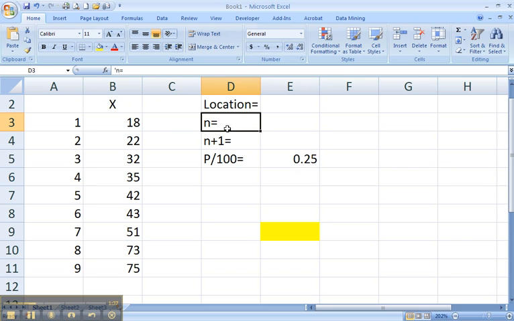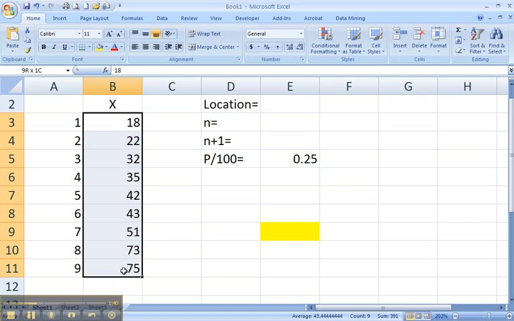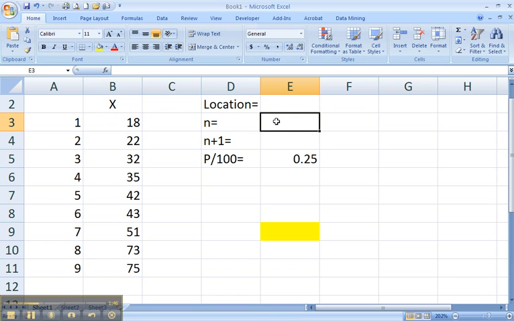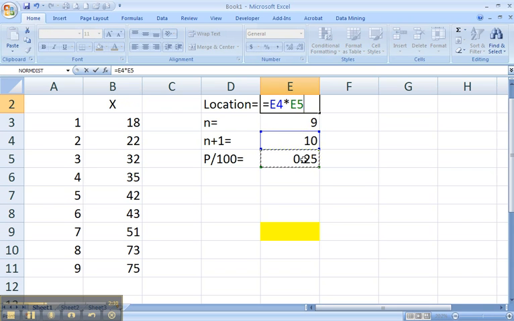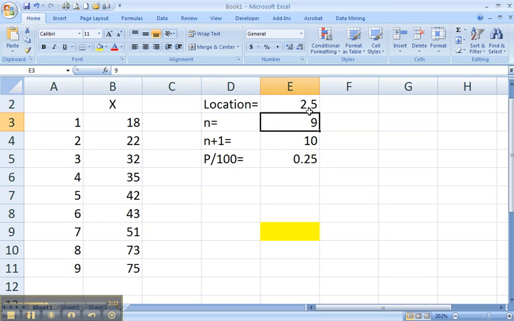Now, N, as you well know, is the number of observations. And I've numbered them here, so you see that we have 9 observations. Of course, our formula in our textbook says that we need to say 9 plus 1, so 10 observations. Now, also, and I keep referencing the formula in your book because our textbook is very specific about this, it says that we need to multiply n plus 1 times p divided by 100. Now, it does not say that this is the answer. It says that this is the location of the answer.